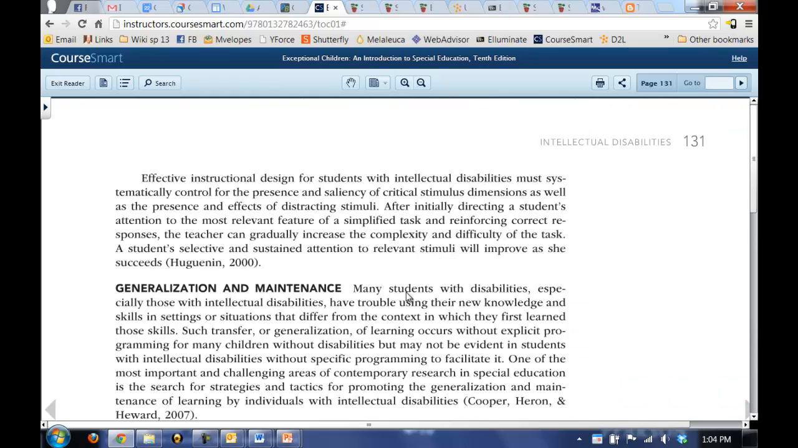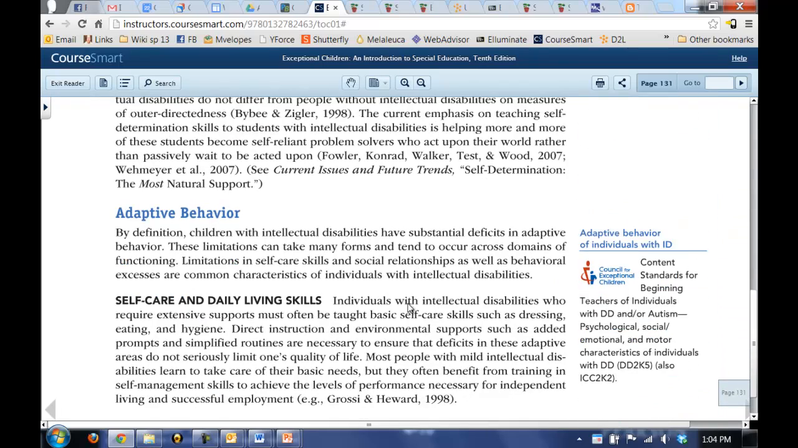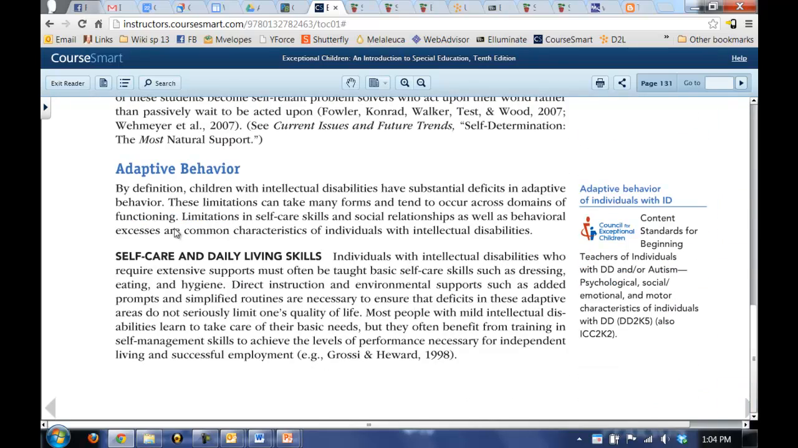Let me go to those. Here's the adaptive behaviors. By definition, children with intellectual disabilities have substantial deficits in adaptive behaviors. These limitations can take many forms and tend to occur across domains of functioning. Limitations of self-care skills, social relationships, as well as behavioral excesses.